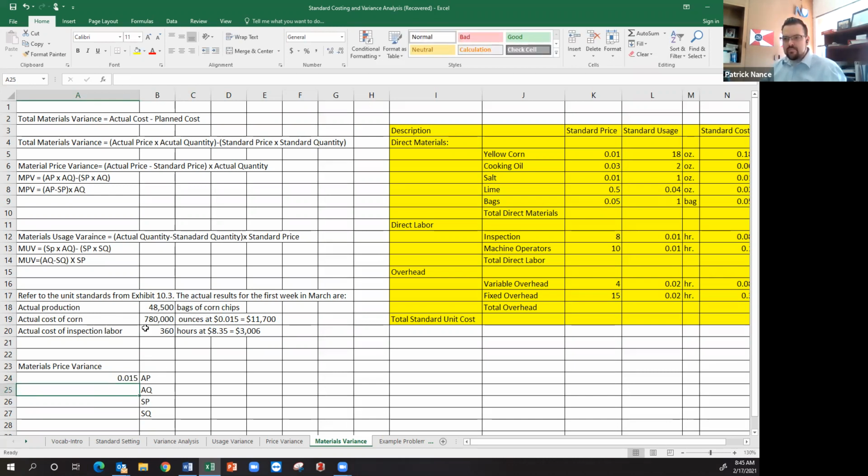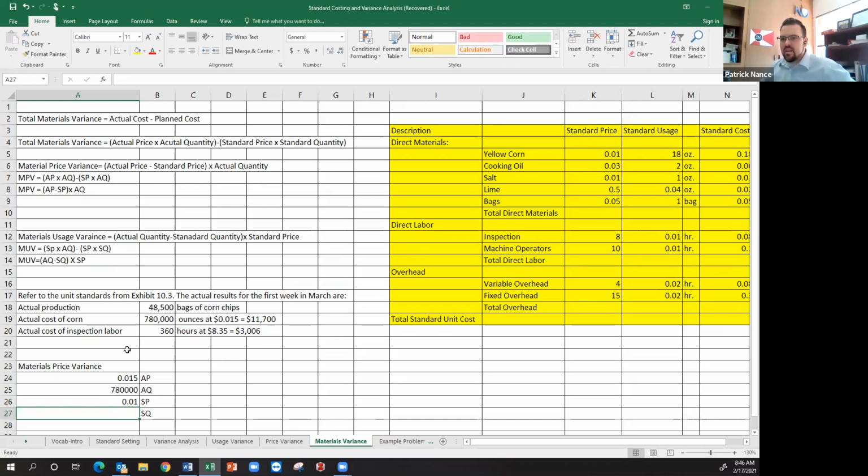My actual quantity is, oh, I'm sorry, no, that's my cost. This is 780,000 ounces. So my actual quantity is 780,000 ounces. My standard price for the corn is 0.01.